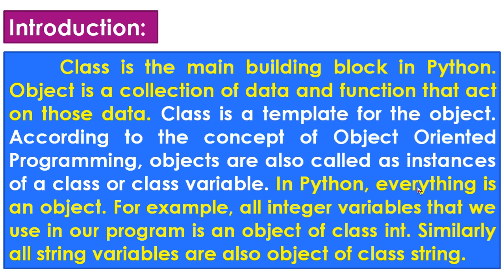In Python, everything is an object. For example, all integer variables that we use in our program are objects of the class int. Similarly, all the string variables are objects of the class string.